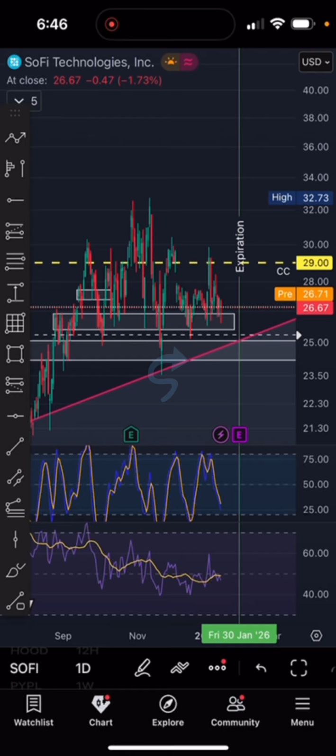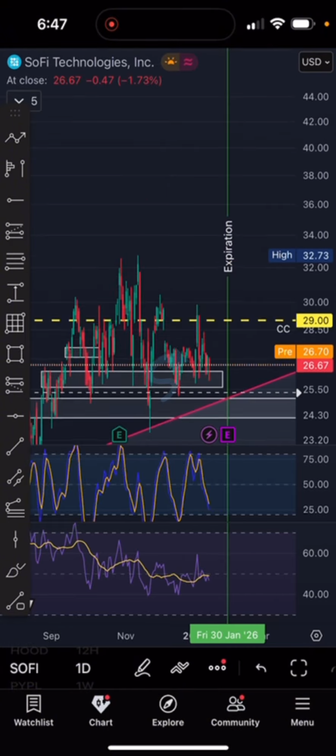So this is what a chart will look like. This is TradingView. TradingView is a free platform you can use to look at charts. You can also use Yahoo Finance, and I'll show you that one later on also. But this is what I look for. First off, I look for support and resistance.